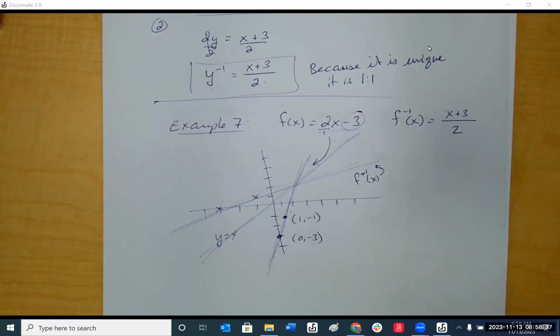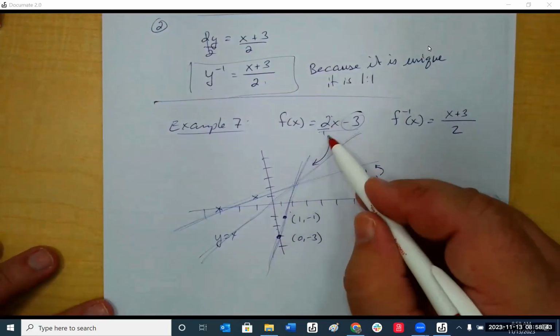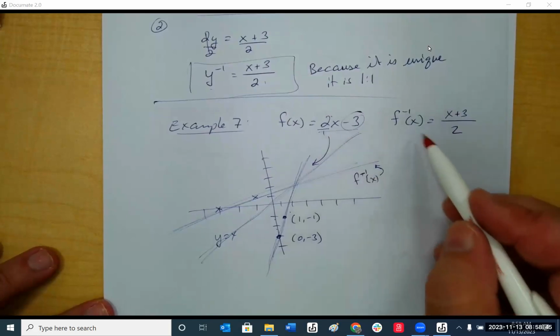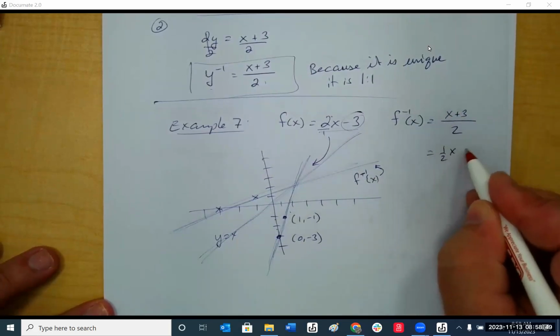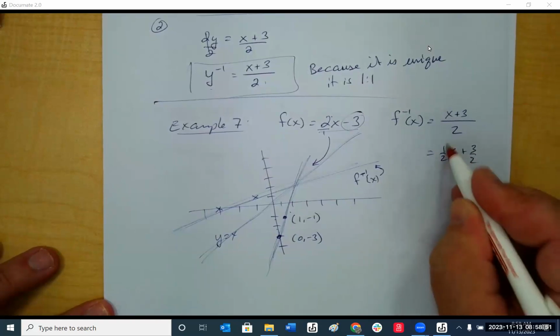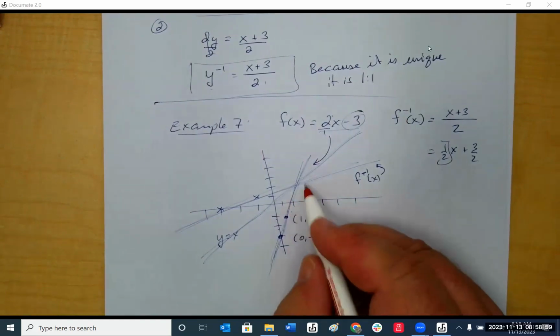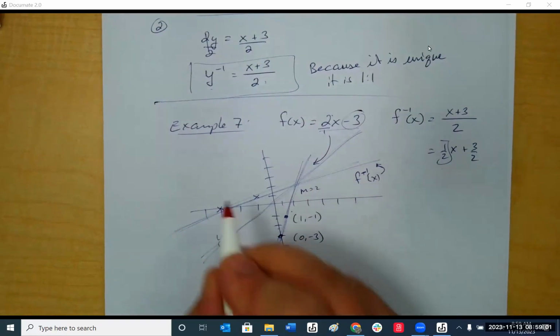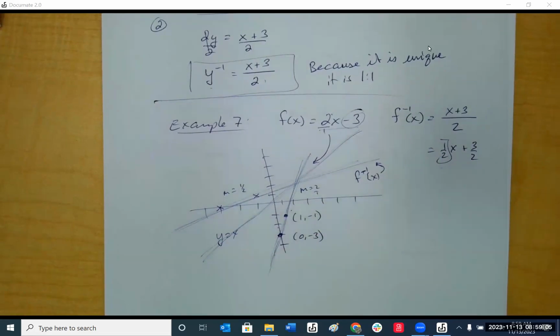Because this one has a slope of 2 over 1, this one's going to have a slope of 1 over 2. Remember, it's just a flip because you switch x and y, so you flip the slope. This is a slope of 2. This is a slope of 1/2. This is 2 over 1.